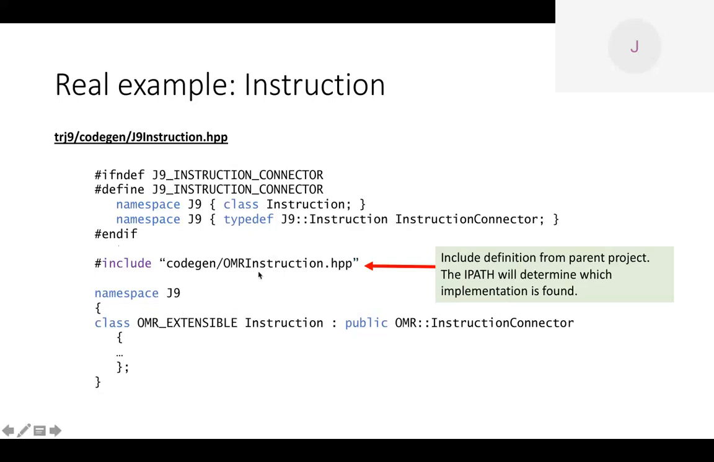So this OMR instruction.hpp could be coming from Z, it could be coming from the base, it could be coming from maybe ARM, something like that. It doesn't matter. All I do is specify CoGen OMR instruction.hpp, and the IPath will figure out, depending on what my target is, the right file to include here.